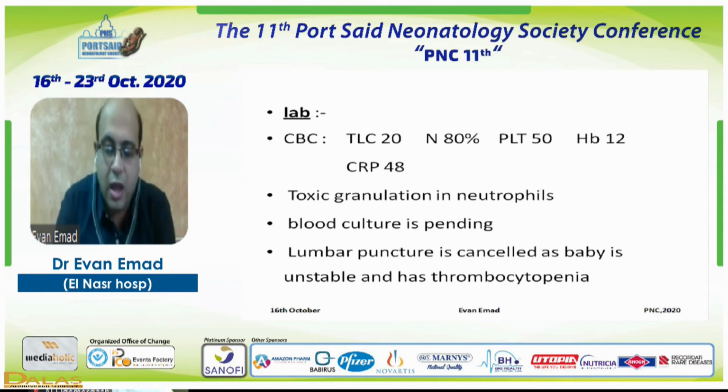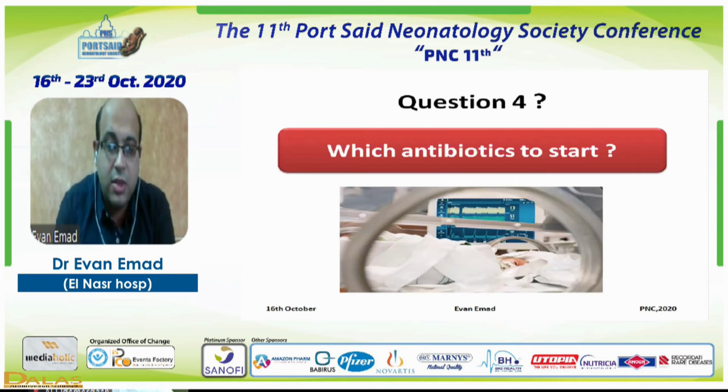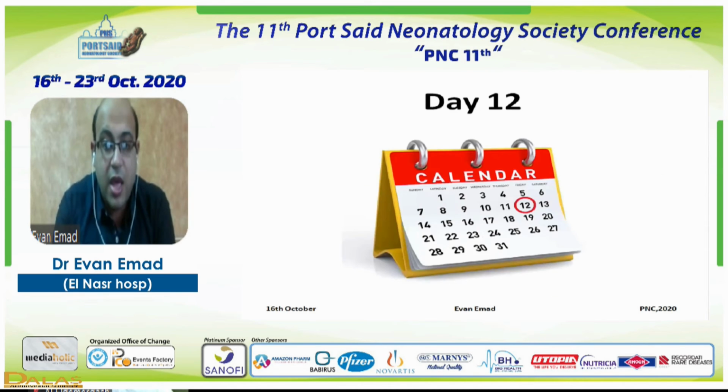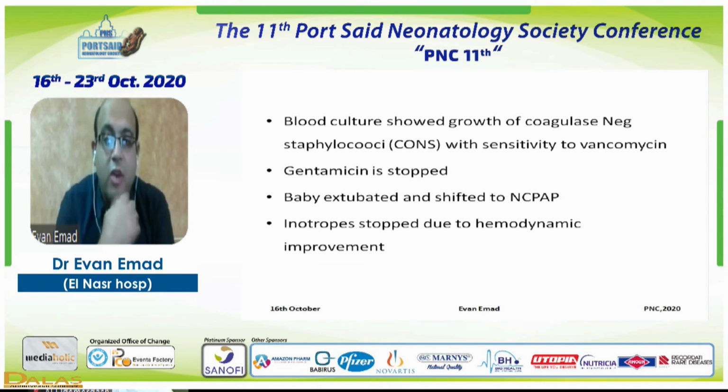So we are facing a common presentation of a case of late onset sepsis, but the mode of thinking of how to reach this diagnosis and execute the plan is the important point of view. Which antibiotic to start? Guidelines say to start vancomycin and gentamicin, the agreement of NICE guidelines and the American guidelines. At day 12 with antibiotics, blood culture showed growth of coagulase negative staphylococci, which is a very common organism incriminated in late onset sepsis, with sensitivity to vancomycin. So we will stop gentamicin.